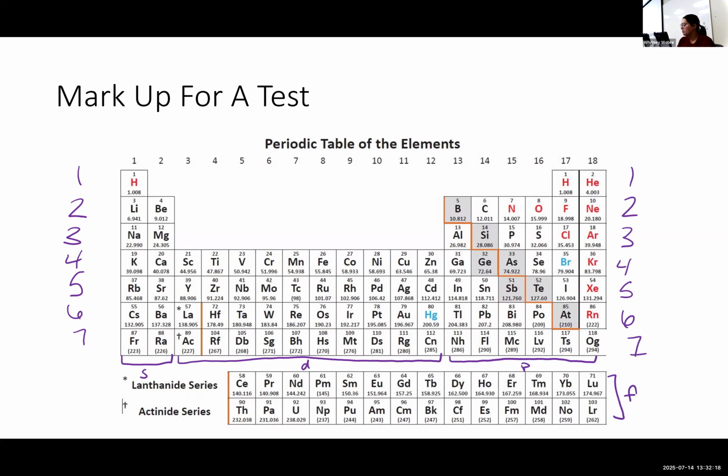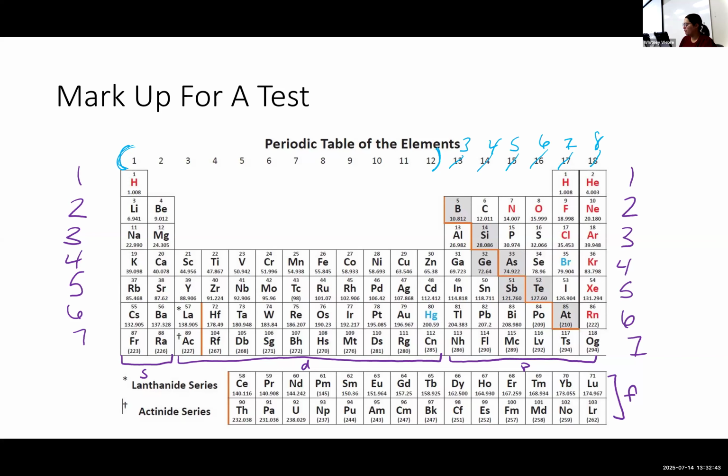You can also highlight these column numbers. That could help you with valence if I was to ask you valence, and then maybe do 3, 4, 5, 6, 7, 8. These are good ways to help you. But if you have a method that works best for you, you don't have to do what I do. But this is how I can help myself.